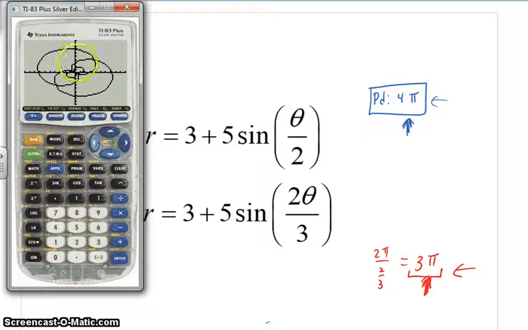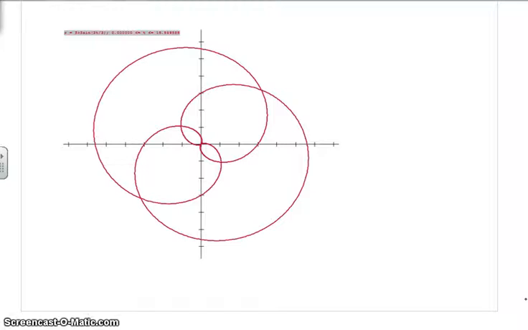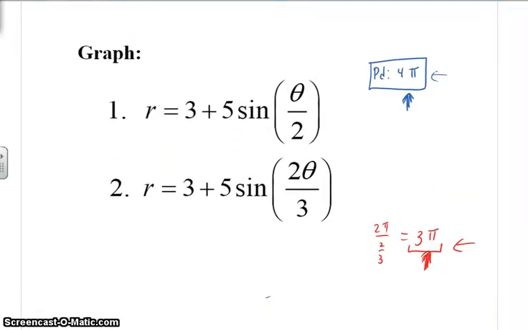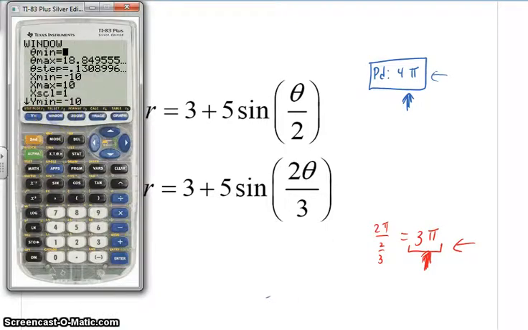Now that one's pretty whacked out. You got some crazy stuff going on there. And so actually that's how that one ends up looking. So notice that when you're using your calculator, you have to pay attention to what this window is. The default window doesn't always work the best.